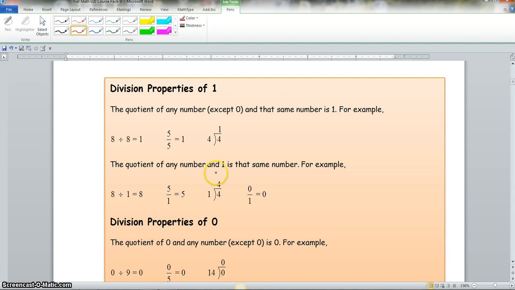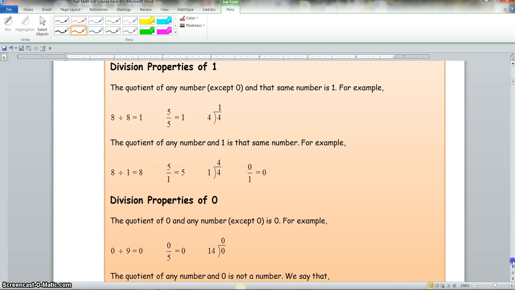Now, the quotient of any number in 1 is that same number. So any number divided by 1 is that number. So 8 divided by 1 is 8, 5 divided by 1 is 5, 4 divided by 1 is 4, and 0 divided by 1 is 0.